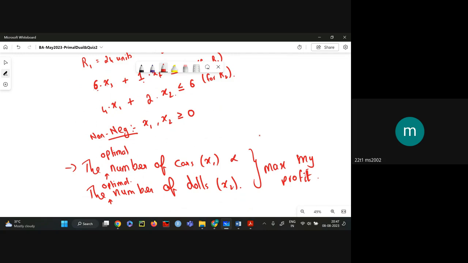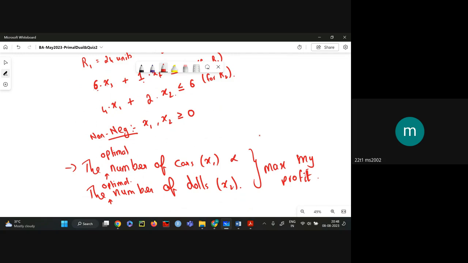Everyone with me so far? Any doubts till now? No, sir. Can we solve it manually also? You can solve it manually. You can use a method called simplex. But I don't think that is in scope for our course. We are only looking at formulation and Excel-based solving.